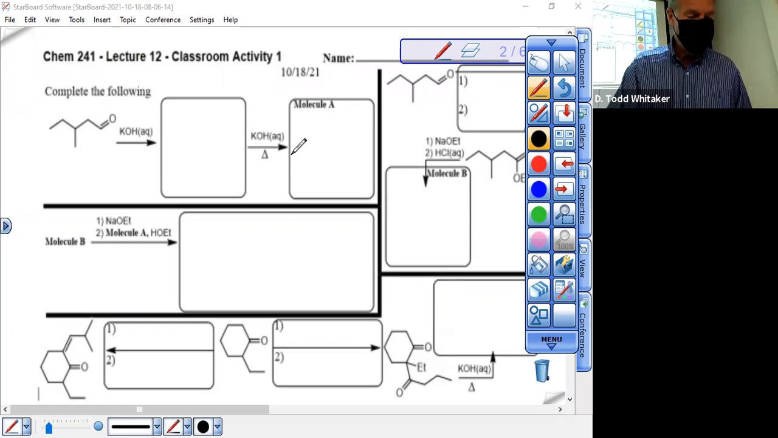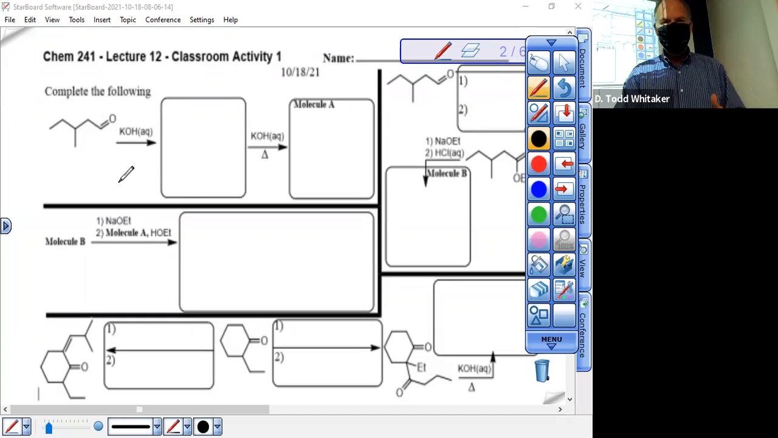Clue number one. You start with a carbonyl that has an alpha carbon that has H's on it. This could be an aldehyde or a ketone or even an ester. So what makes it an aldol reaction? What makes it an aldol reaction is not the reactant here, but the reactant that gets attacked by the nucleophile you make.